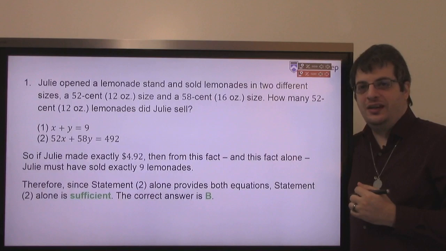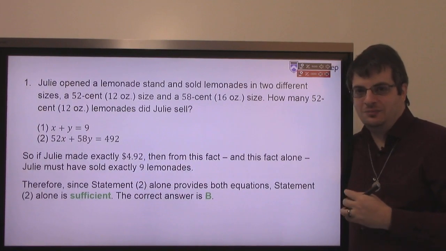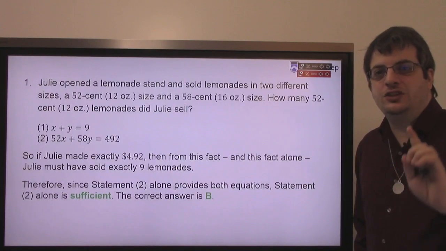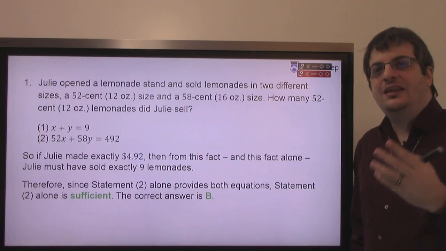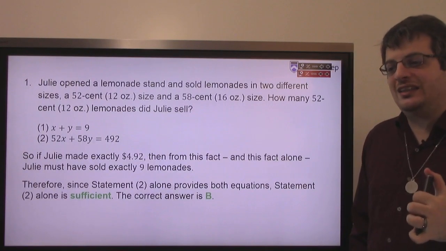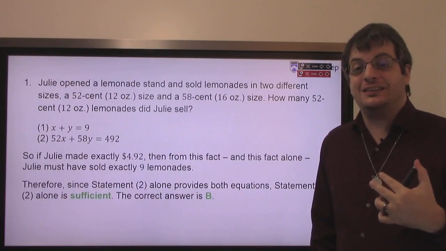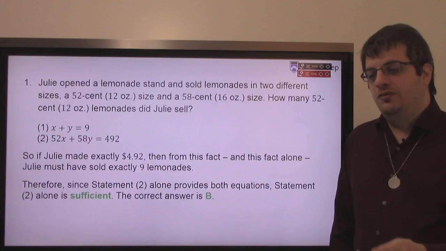Right. More than 8, less than 10 had to be 9. Because Julie, and this is the important part, sold an integer number of lemonades. Yeah, we found the max and min and we got a range, and that range is 9. The range is just 9 and nothing else, right? And that's enough to prove that it had to be this.